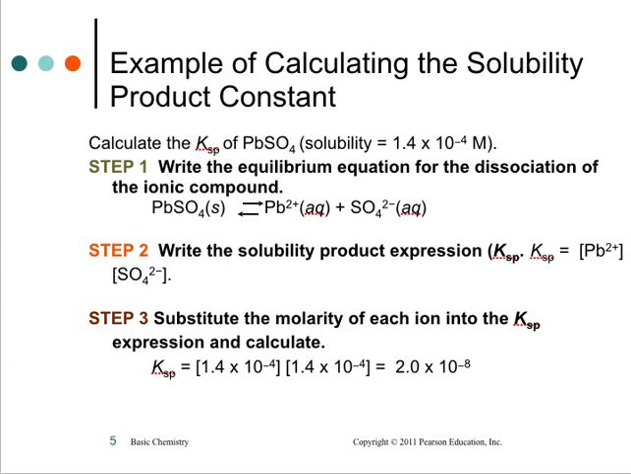So first of all, we need the expression. If you remember the expression, you're going to break it up into its ions. So you put lead sulfate on the left, and then you're going to break it apart. Now it's in equilibrium. That's what the double arrow means. So some of it is recrystallizing into the solid, some is dissociating back into the ions. So you have lead 2+ and sulfate 2-.